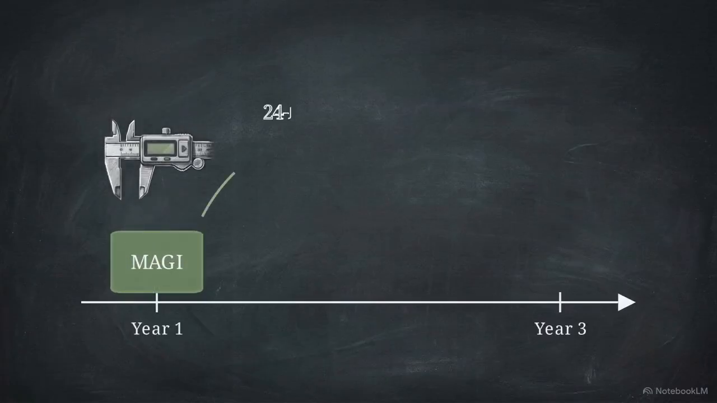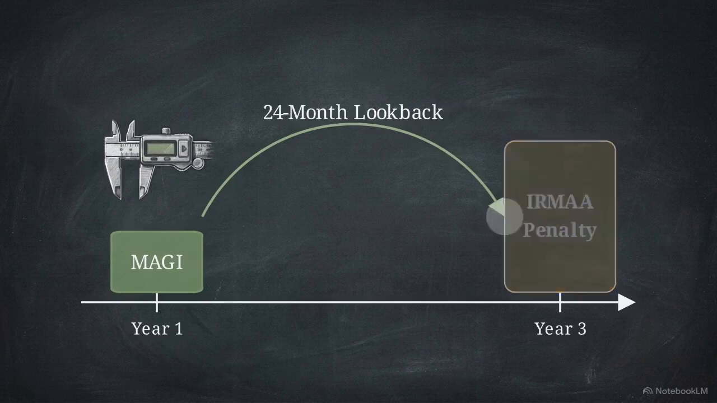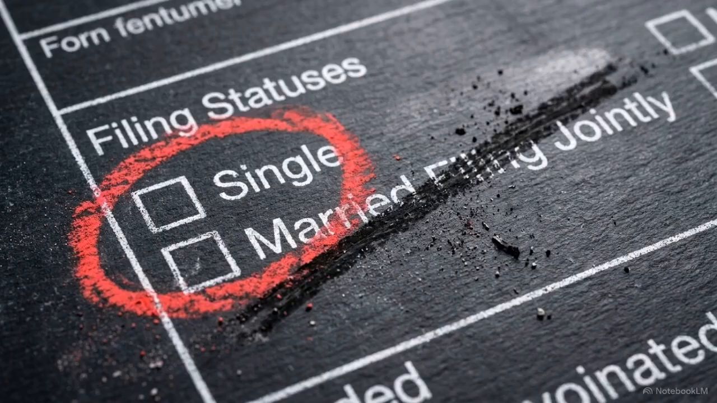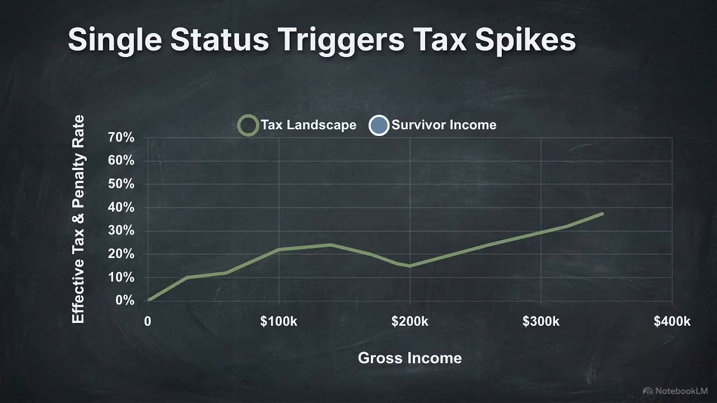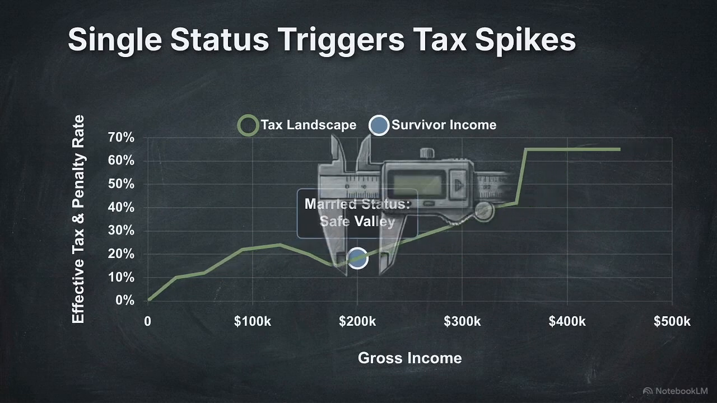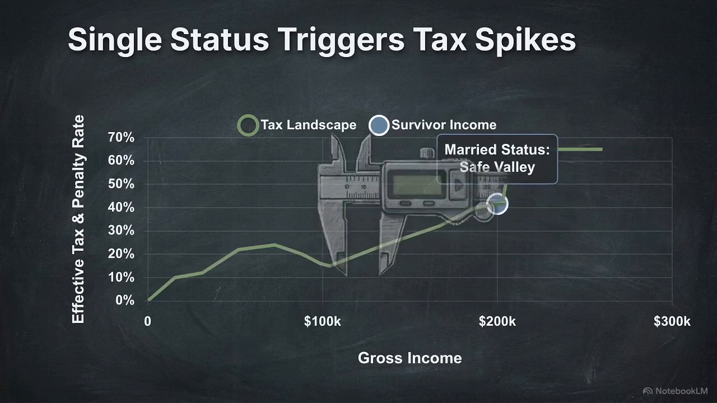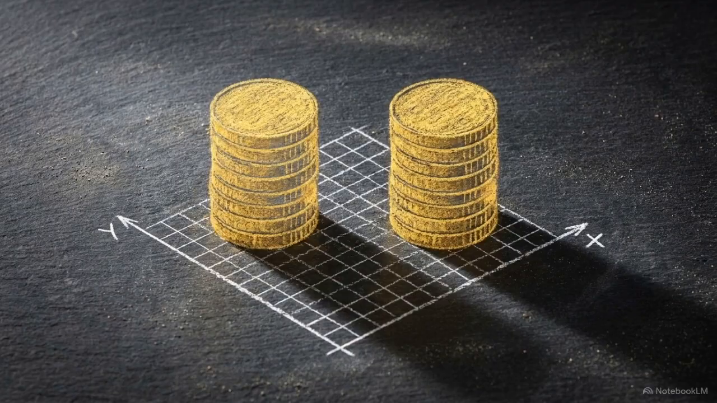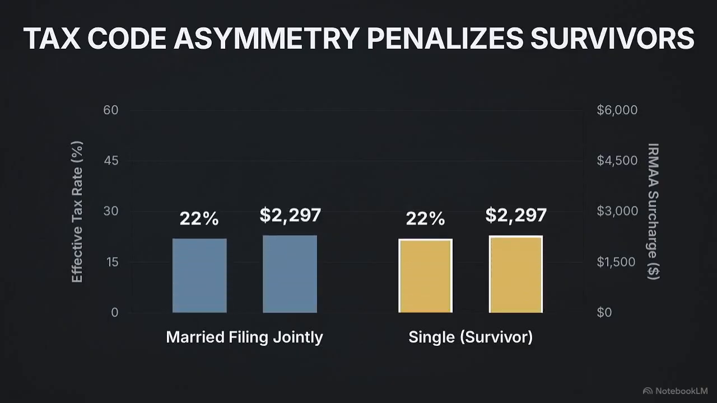The most severe topographical shift happens when a spouse dies. The survivor is legally forced to transition from married filing jointly to single filing status. Instantly, the standard deduction and bracket thresholds are sliced in half. A household earning $200,000 might sit in a safe valley while married, but when the survivor maintains that exact same income, they slam directly into the compressed tax spikes and IRMAA cliffs. The survivor's actual wealth has not increased, but the asymmetry of the tax code causes their effective tax rate to skyrocket and their IRMAA surcharges to double.